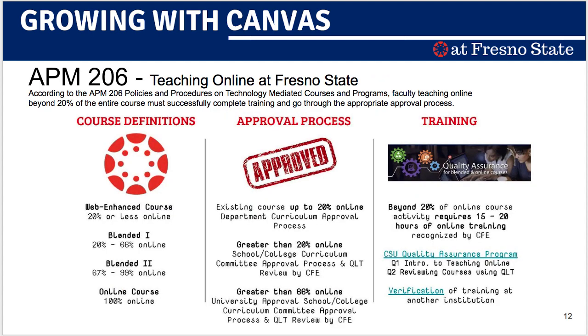APM 206 is a policy which was recently passed, and it defines online and blended classes, the approval process for teaching one of these classes, and the training required. Any class with 20% or less of an online component, based upon reduced face time in the classroom, needs department curriculum approval to teach. A blended class, which is 20% to 66% online, needs school or college curriculum committee approval, and classes which are more than 66% online need university approval.